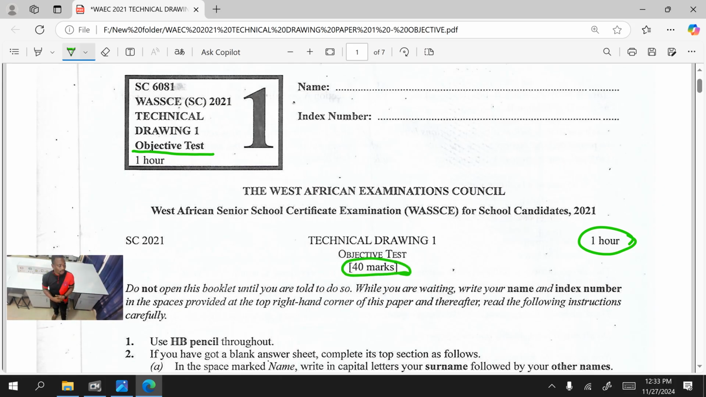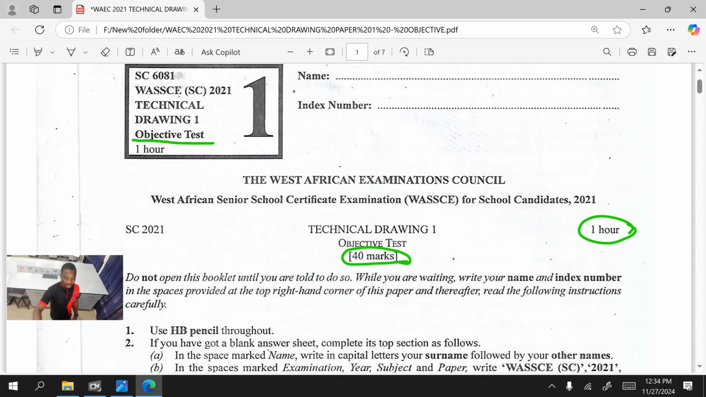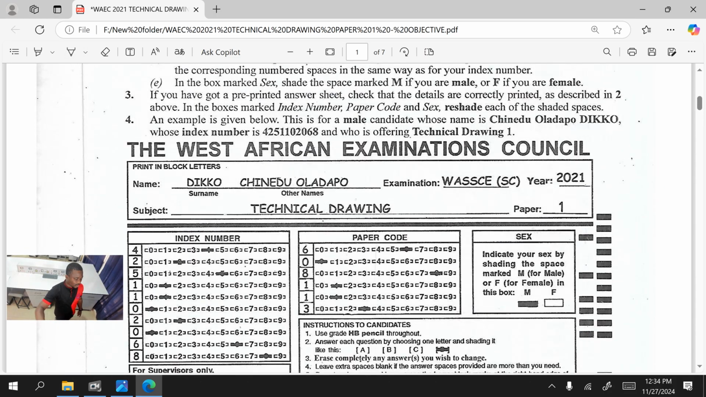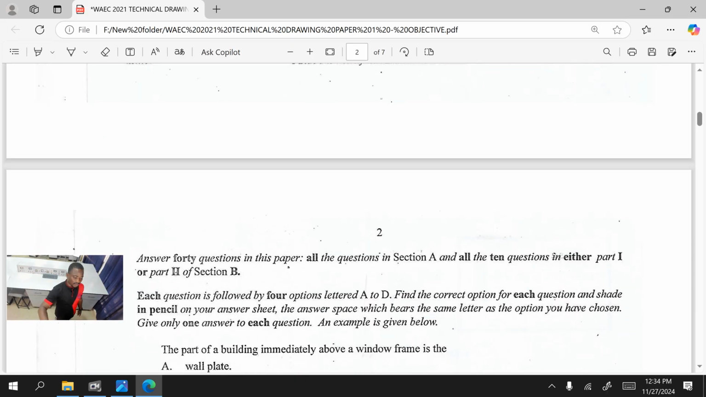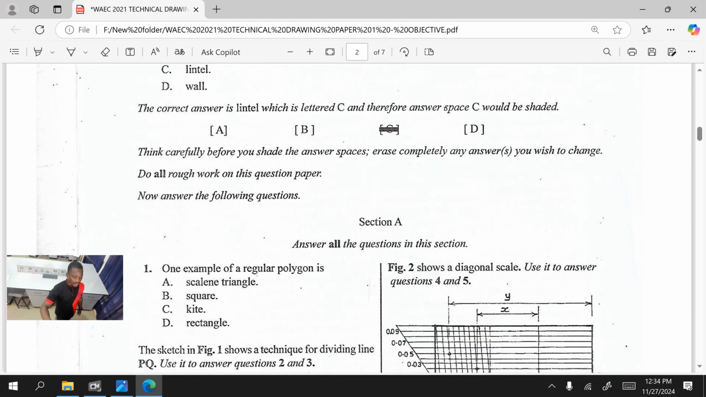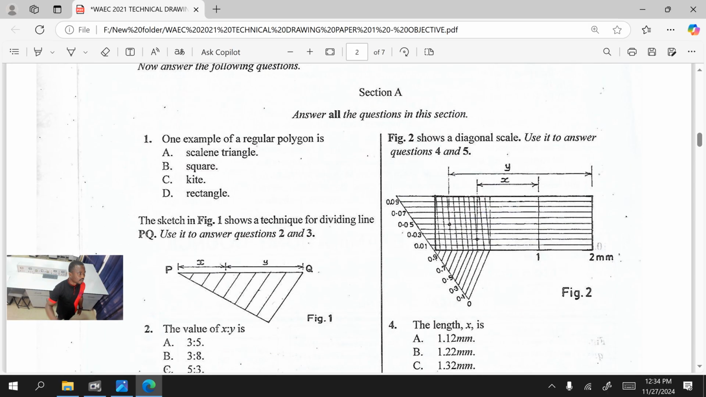This is 20% of the exam. Paper 1 is always 20% of the exam when you calculate it. The total mark is 200 marks, then this paper gives you 20 marks. So if you calculate it, that is 20%. So let's go on.